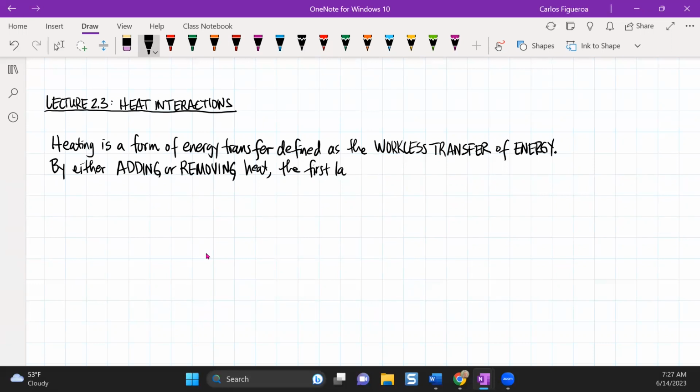The first law shows that the internal energy can transfer either as work or heat and change the internal energy. So what we're going to do here is that we're not interested in working here. Our goal here is to focus on heating.